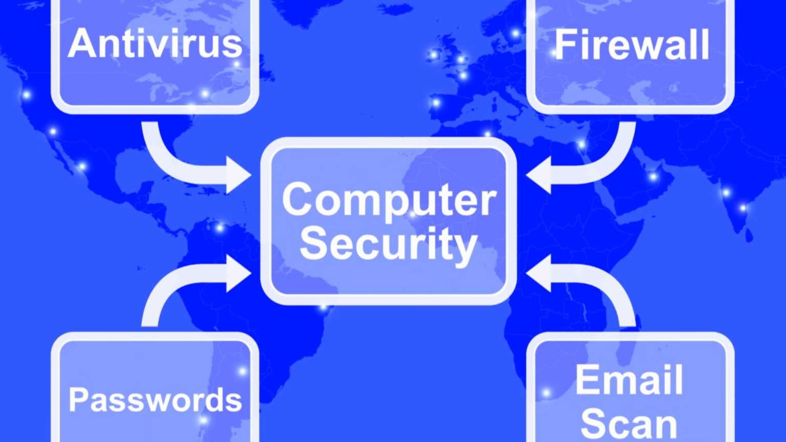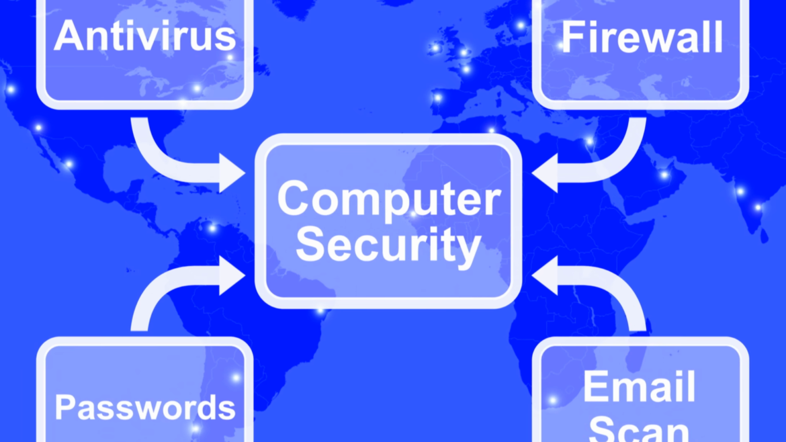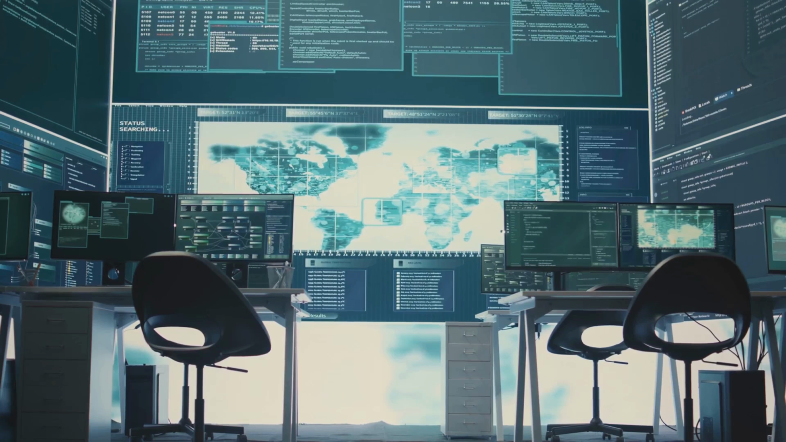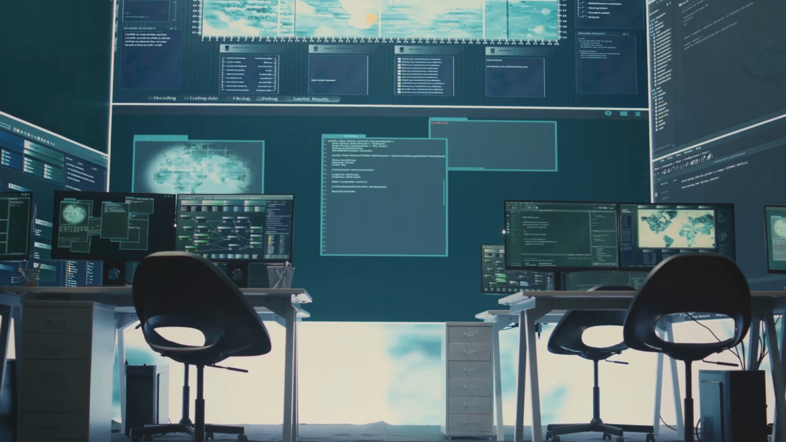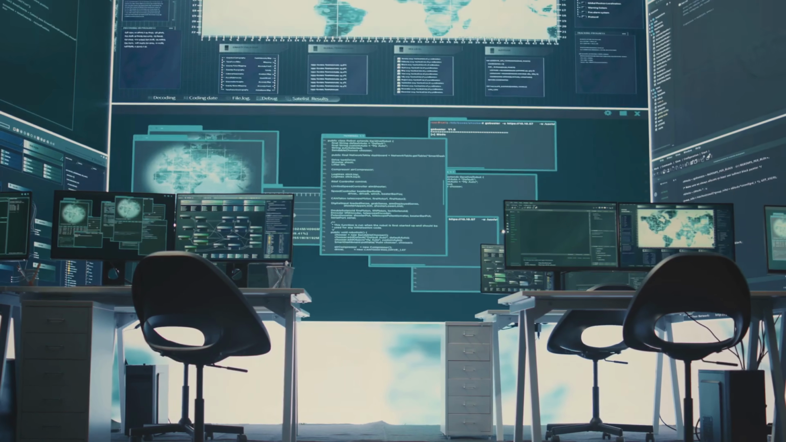Firewalls act as a barrier between a trusted network and an untrusted network, such as the internet. They filter incoming and outgoing traffic based on predetermined security rules, blocking potentially harmful data packets. Firewalls can be hardware-based, software-based, or a combination of both, providing multiple layers of defense.